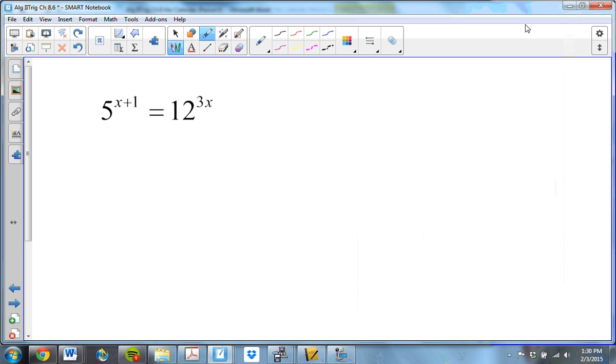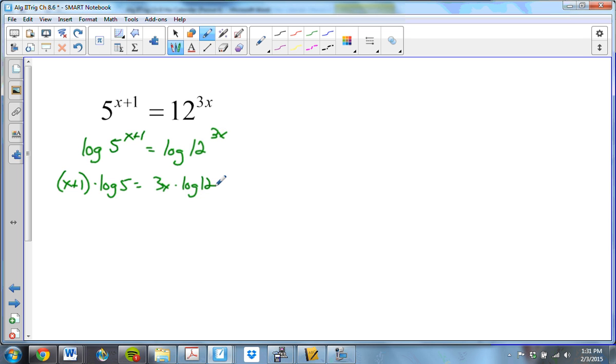Had this been a 3x, it's just going to become the same game. I'm not really sure why I have this one on here. Maybe I'll skip it. But just to get us started, I'll start by taking a log of both sides. Now I have x plus 1 times log of 5 equals 3x times log of 12. And I just go from there doing the same thing. I would calculate this as some number, calculate this as some number, and work it out, or keep it as log 12 and log 5 and work it out symbolically. I don't think I'm going to finish that one.